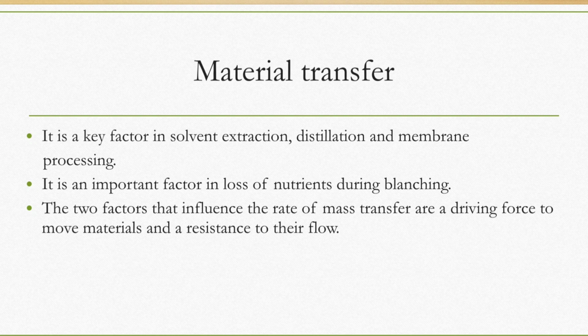Now, the next principle in food process engineering is material transfer. This is one of the key factors in solvent extraction, distillation, or membrane processing. We've learned that there is a loss of nutrients during blanching. Blanching is when a produce, usually fruits or vegetables, is subjected to a heat treatment, and there is a loss of nutrients. So this is mainly due to what? The material transfer property.